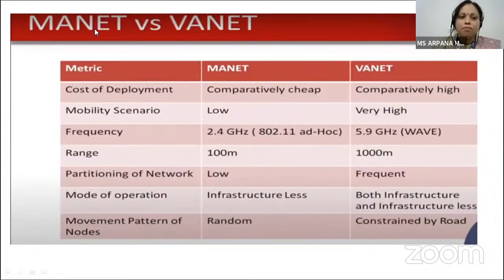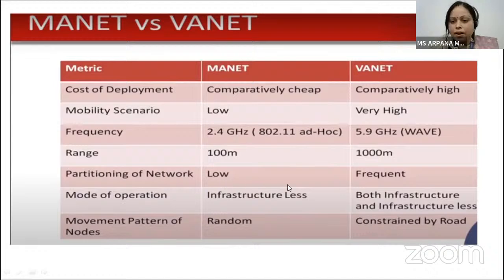Some comparison of MANET and VANET, mobile ad hoc networks and vehicular ad hoc networks. Metric: cost of deployment, comparatively cheap. High mobility scenario: low in MANET and very high in VANET, definitely. Frequency: 2.4 gigahertz in MANET and 5.9 gigahertz in VANET. The technology used is 802.11 ad hoc mode. And already I told you that this is a very interesting research area. The range is 100 meters versus 1000 meters.